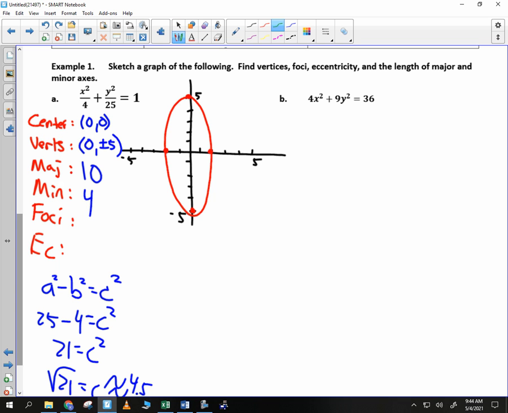So when I plot my foci, I'm going to move about 4.5 units. Do I move along the y-axis or the x-axis? The y-axis, yep. So it's going to be up there, down there. So 0, and then plus or minus the root of 21.